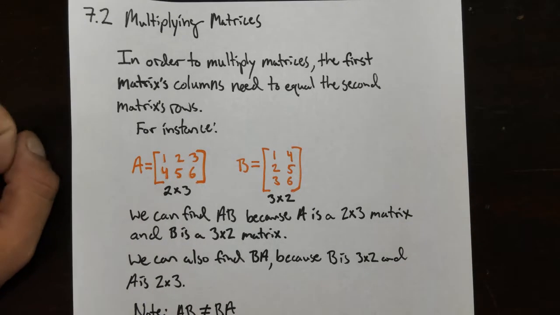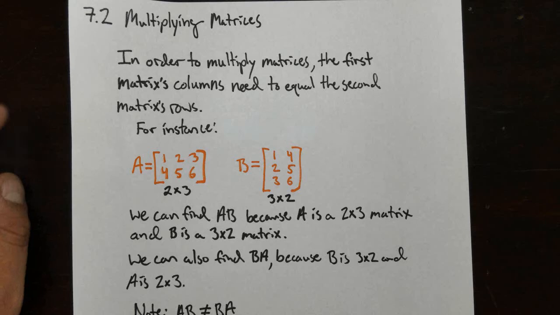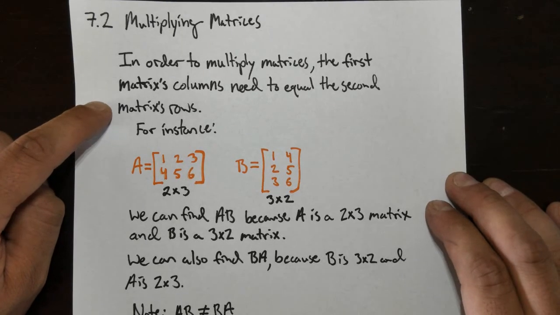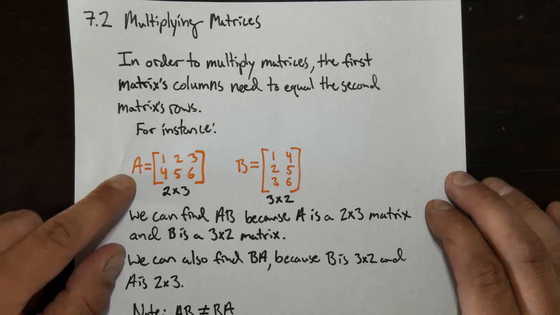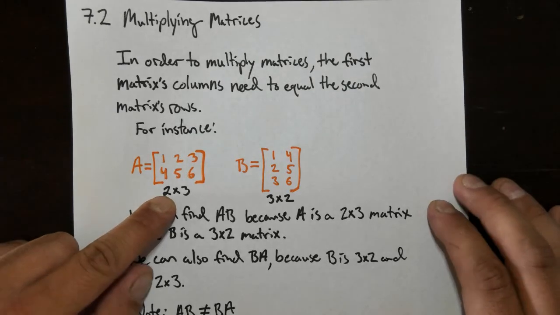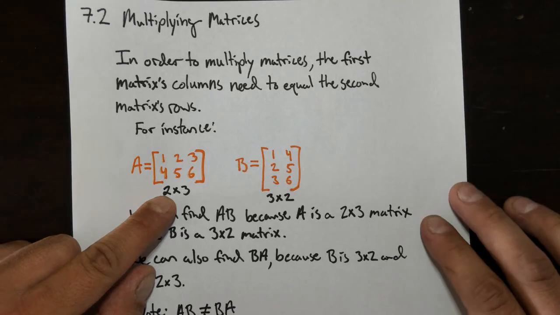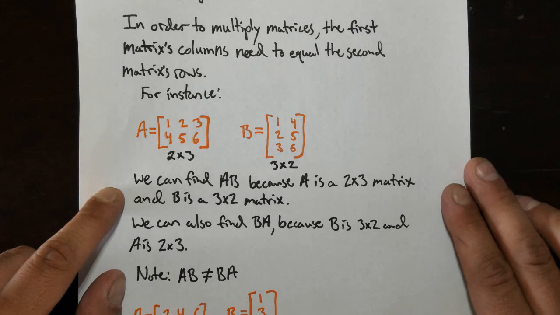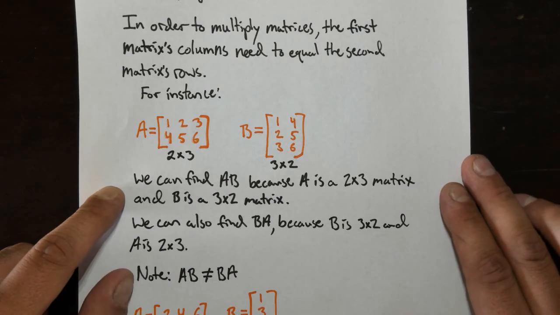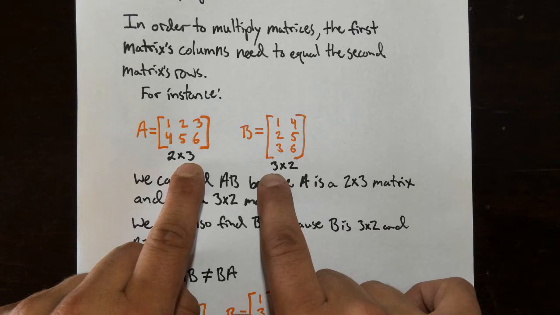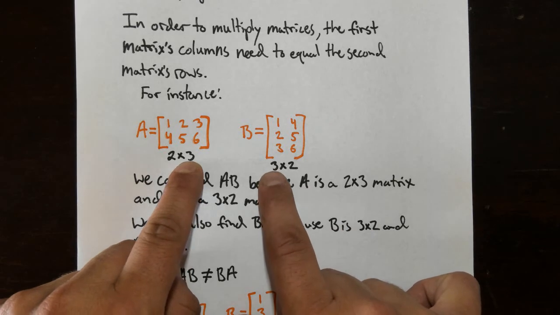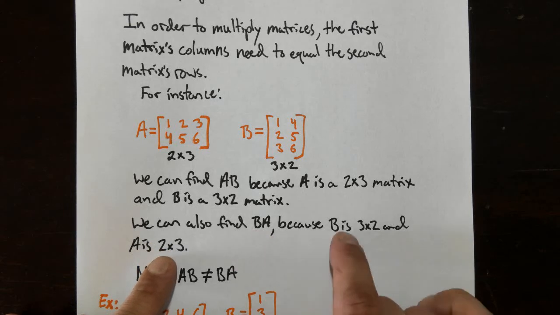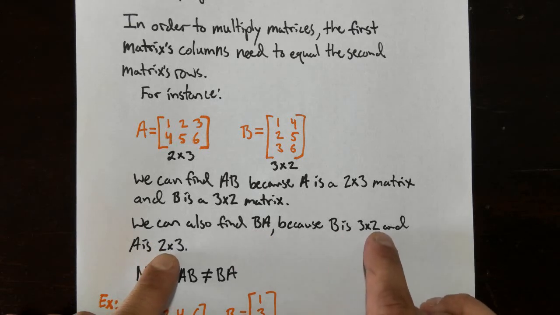In order to multiply matrices, this is what needs to happen. The first matrix's columns need to equal the second matrix's rows. So for instance, A has an order of 2 by 3, it's a 2 by 3 matrix, and B is a 3 by 2. We can find AB because A is a 2 times 3 matrix and B is a 3 times 2. Notice these two numbers in the middle are the same, therefore we can find it.